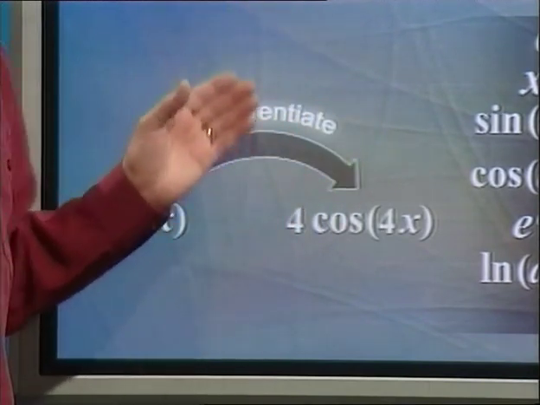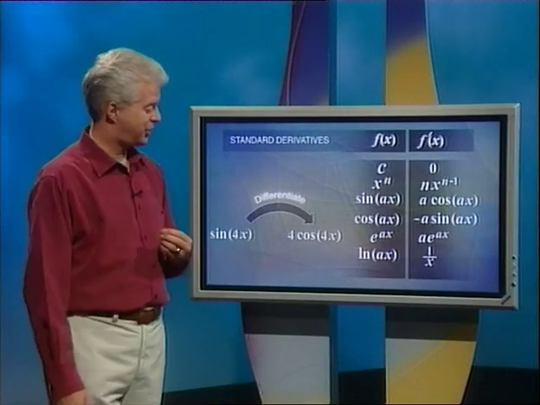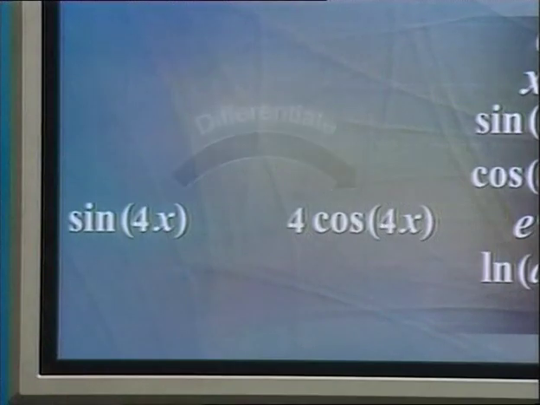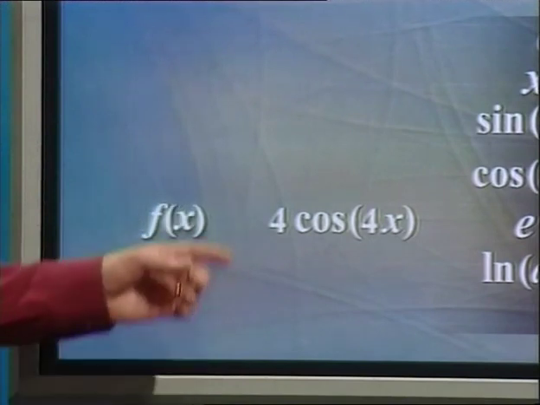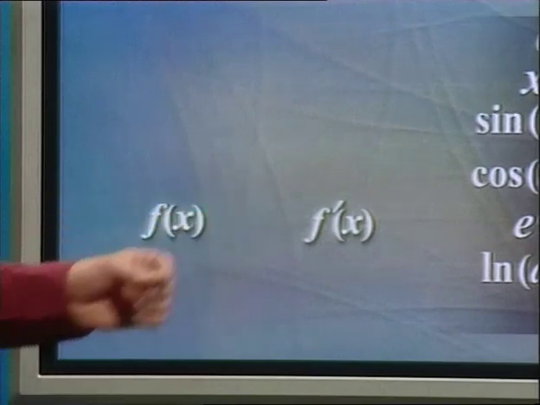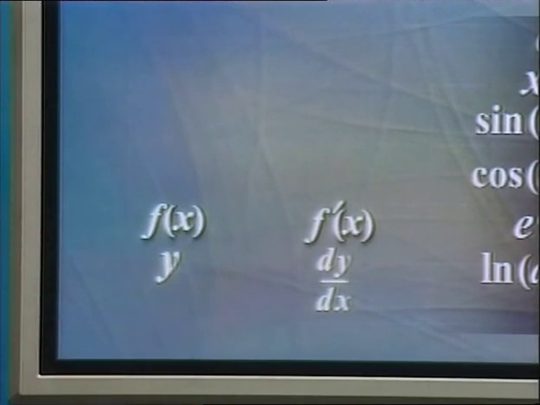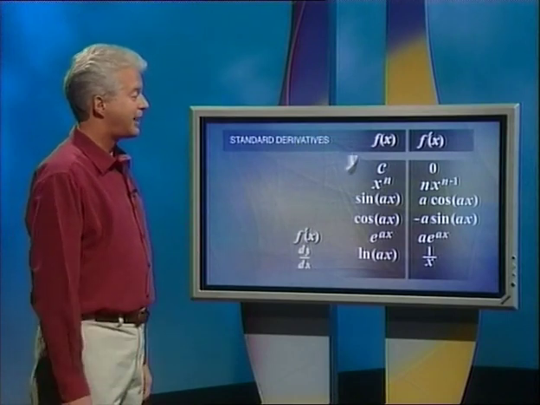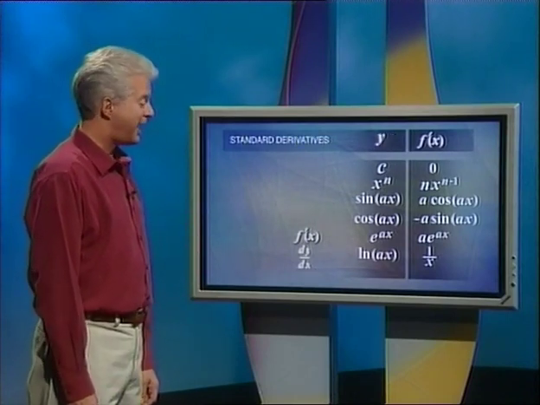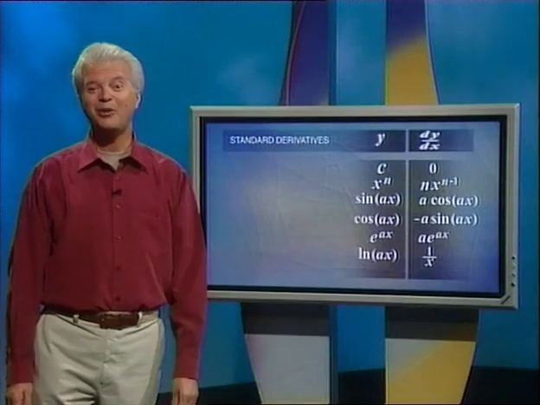Now this is all in what we call function notation, and it's actually helpful to sometimes use Leibniz notation. In function notation, the sine 4x is f of x, and the 4 cos 4x is the f dash of x. But in Leibniz notation, we write y for f of x, dy by dx for f dash of x. So we can now relabel our table. The f of x is now y, and the f dash x is dy by dx. The table hasn't changed, but we're now using Leibniz notation, and that'll be helpful in our work on derivatives, as you're about to see.